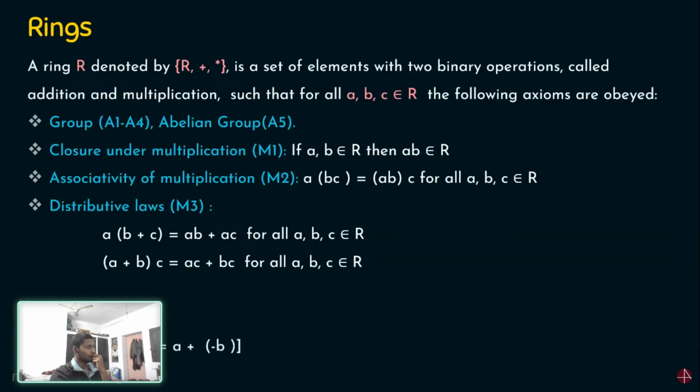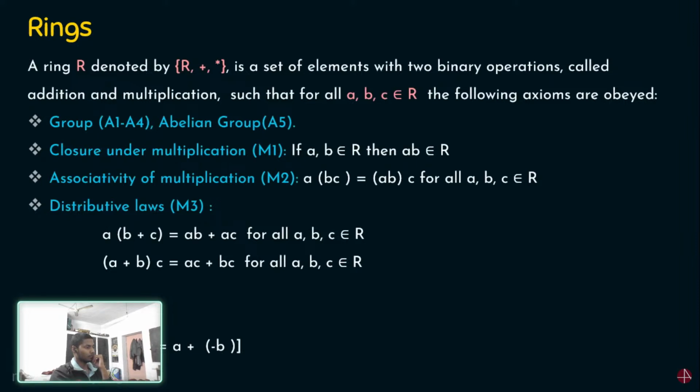Please note, subtraction, if you are going to perform A minus B, is actually performed using addition only. There is no specific symbol for subtraction in rings. So A minus B can be done as A plus minus B. Both are the same, right? Our intention is to do subtraction, but it is actually performed using addition, like A plus minus B.